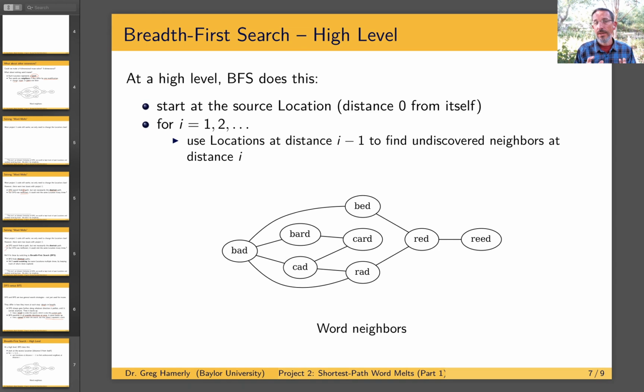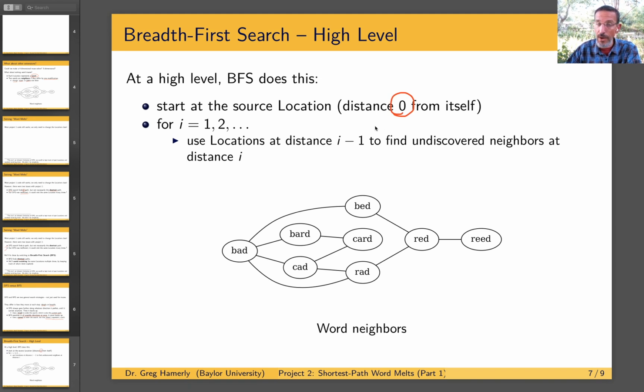So here is a high-level explanation of how breadth first search works, and I'll give you a visual demonstration of this. And don't take this algorithm too literally. I just want to illustrate for you conceptually how it works. So at a high level, breadth first search does this. We'll start at the source location, and the source, or the start, is of course distance 0 from itself, right?